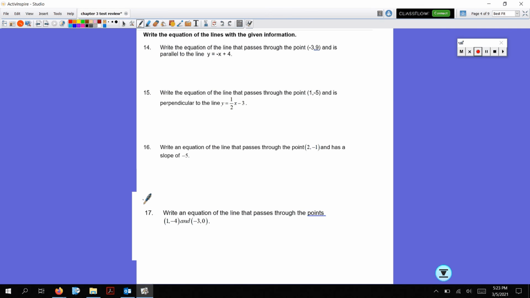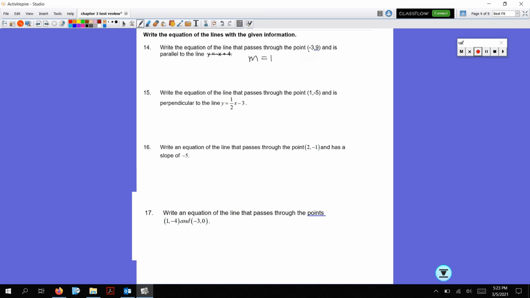So number 14, write the equation of the line that passes through the point -3, 9 and is parallel to the line. What it means to be parallel to the line, it means they have the same slope. So my slope, my m, is -1. That is all I need from the line. We're not going to have the same y-intercept because if we did, then they wouldn't be parallel. The parallel lines never intersect, okay?